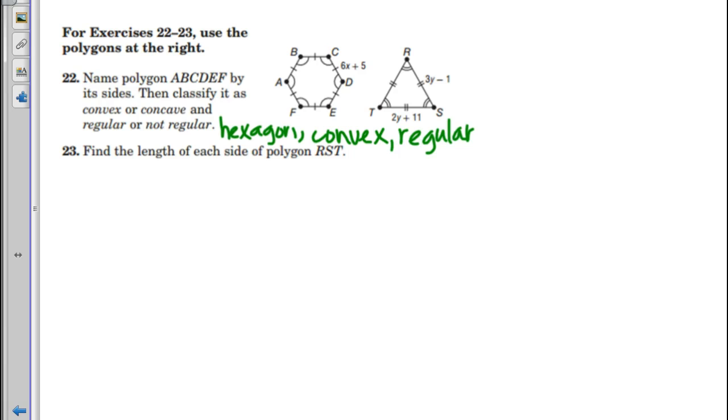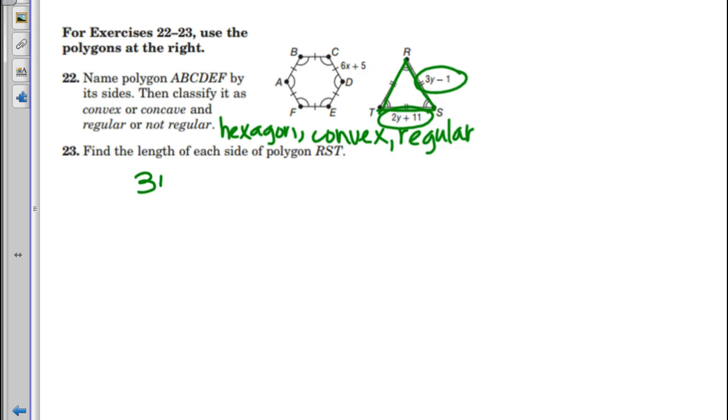Find the length of each side of the polygon RST. So that's a triangle. I see that it is convex and it's also regular. The 2 marks tell me that this side is equal to this side is equal to this side, which means if I can find just one side length, I have all 3. If these sides are equal, then I can set them equal to each other and solve for y. Then I can plug it back into either side RS or side TS, and I can find the length.